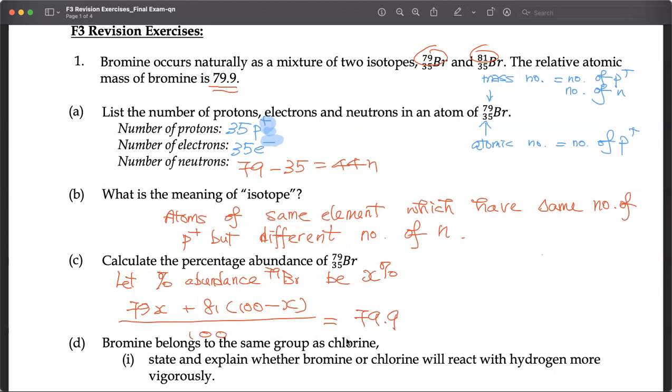Once we put it in and calculate, X should be 55. So the percentage abundance of bromine-79 is 55%. Don't forget, as you are letting X%, X should be a value without a percentage. So the concluding sentence: the percentage abundance of bromine-79 is 55.